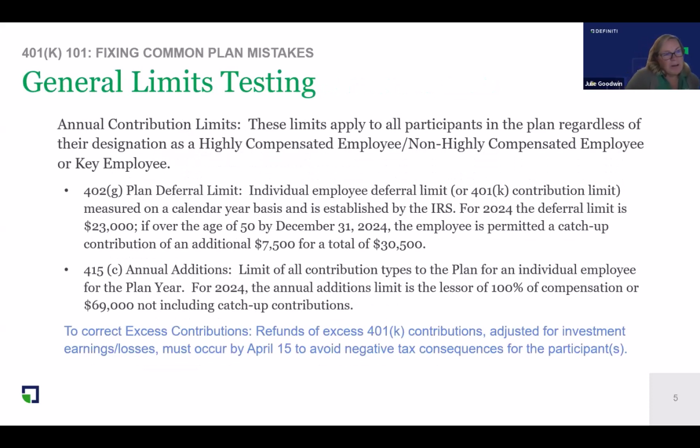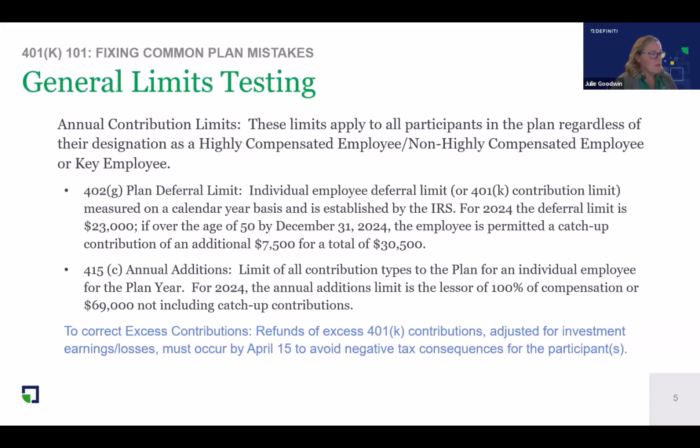So the second part of what I have to share has to do with the actual compliance testing that goes on every year. There are a couple different areas of testing that I'm just going to touch on. There's a lot of information, and I'll give a couple examples as to how it can affect the employees. First of all, there's general limits testing, and there are two of them that come into play when you're looking at overall contributions and things of that nature.